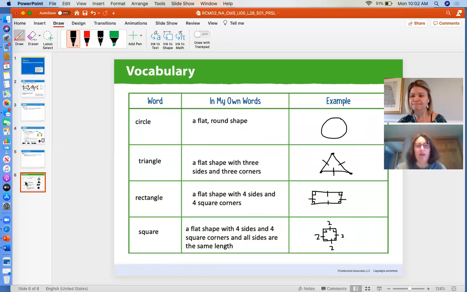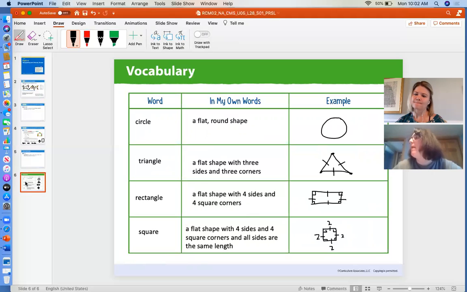What's next? And then a triangle is a flat shape with 3 sides and 3 corners, or that big word is vertices, and we can see that in our picture. A rectangle is a flat shape with 4 sides and 4 corners. So I went ahead and drew that in our picture as well. And then the last one is a square, and it is the same as a rectangle, a flat shape with 4 sides and 4 square corners. But the difference is all the sides are the same length. That's how we know the difference between a square and a rectangle. All the sides are the same length.